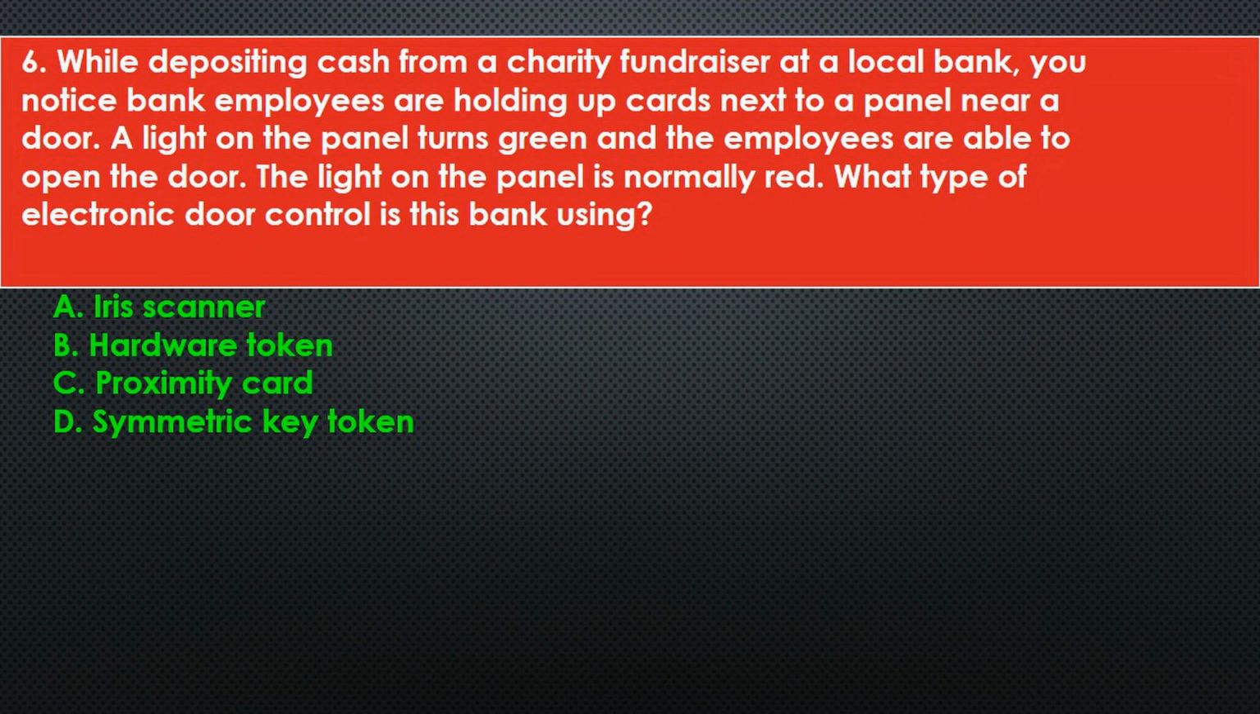6. While depositing cash from a charity fundraiser at a local bank, you notice bank employees are holding up cards next to a panel near a door. A light on the panel turns green and the employees are able to open the door. The light on the panel is normally red. What type of electronic door control is this bank using? A. Iris scanner. B. Hardware token. C. Proximity card. D. Symmetric key token.